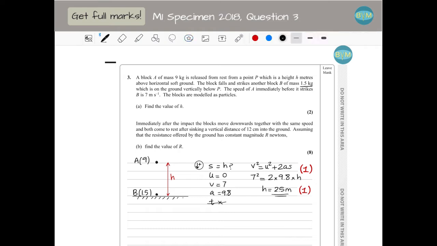This is part A. So we've done just A. And then B is a bit more complicated. See that you have 8 marks. So I'm going to show you what is happening. Immediately after the impact, the blocks move downwards together with the same speed, and both come to rest after sinking a vertical distance of 12 centimeters into the ground. So this one hits this one. Imagine this is sand, and then they go a bit inside the sand, the ground. Assuming the resistance offered by the ground has constant magnitude of R newtons, find that value.